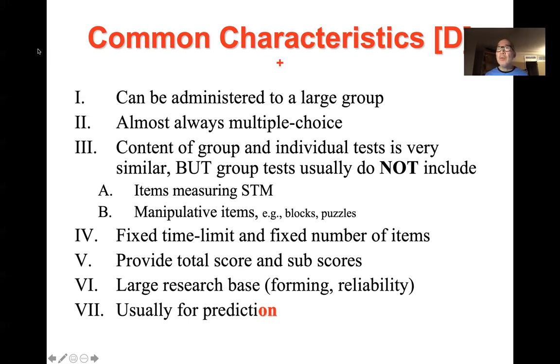Whereas here, with the group test of mental ability, the function of the test is to provide data to administrators, or more accurately, an admissions committee at a university, so that it allows them to predict who's going to succeed or not succeed at their institution.